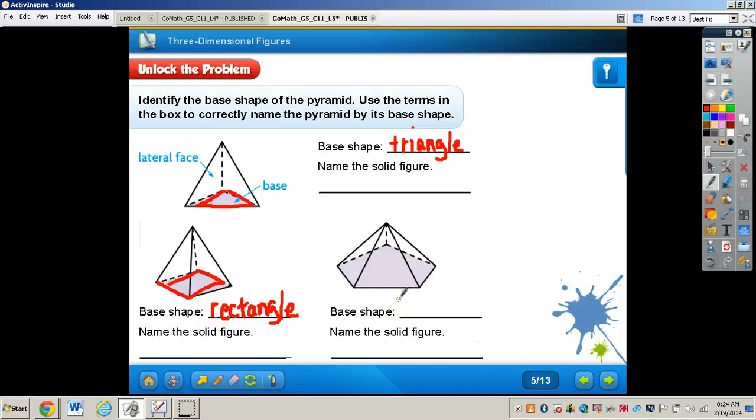Okay, let's take a look at this next figure. First of all, we can see that the base shape here is a pentagon. It has 1, 2, 3, 4, 5 sides. So the base shape is a pentagon. Okay, and the name of that solid figure, since we name it by the base, is a pentagonal pyramid.